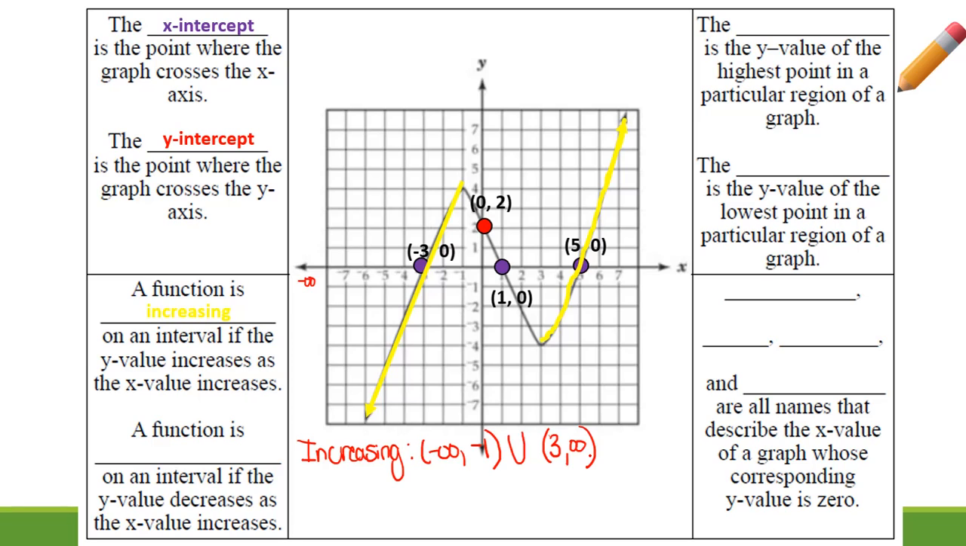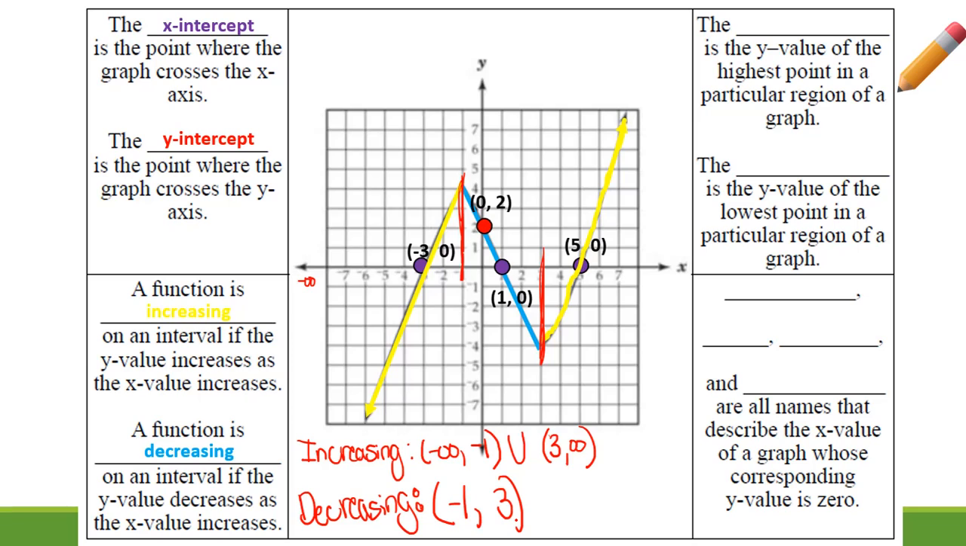The other portion is decreasing. A function is decreasing on an interval if the y value is decreasing as the x increases. So if I move from left to right, I want the graph to look like it's going down. So between those two increasing intervals, I have a decreasing interval. I'm going to write that down here. So decreasing, I am decreasing from, if I mark that in, starting at -1, right? And I stop decreasing right here at 3, right?